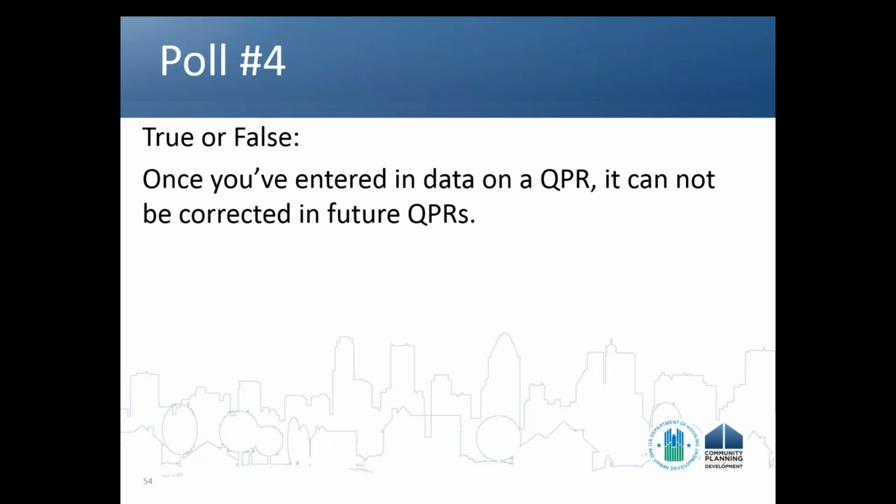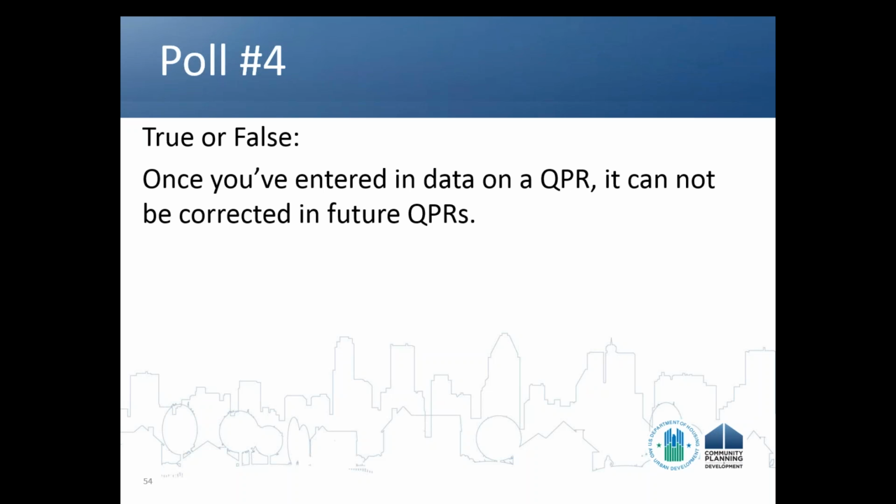Meaning, you can't go back to that QPR where you entered that data incorrectly, but you can correct that information in future QPRs. How do you do that? Prior period correction. Again, we didn't go into the details of that.